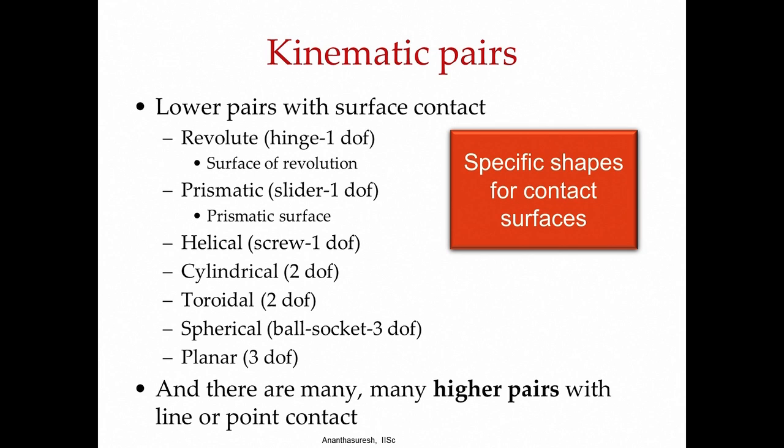That is basically, if you put a block on a flat plane, that block relative to the flat plane will have 3 degrees of freedom: the x motion, y motion, both translations, and rotation about the z axis. But then there are specific shapes for all of these things.